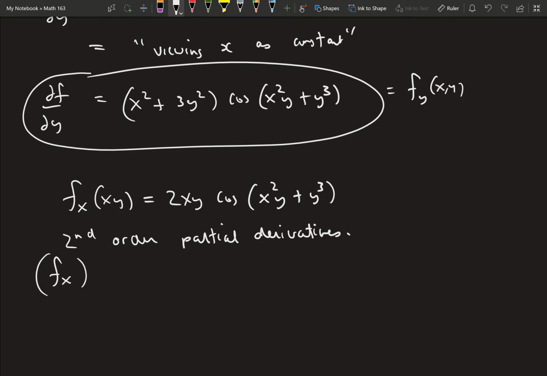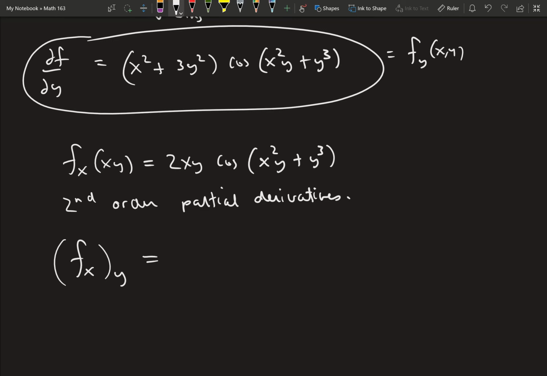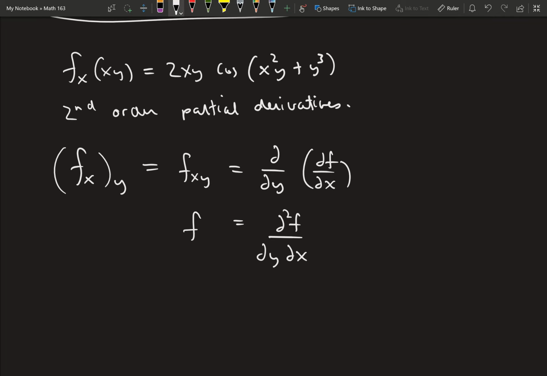Well, what are those? There are 4 of them, and let me just list them out here before we actually do any computation. So there's taking the partial derivative with respect to x and then taking the derivative of that with respect to y. This is f sub xy, the partial with respect to y of ∂f/∂x, which is ∂²f/∂y∂x. So this is one derivative.